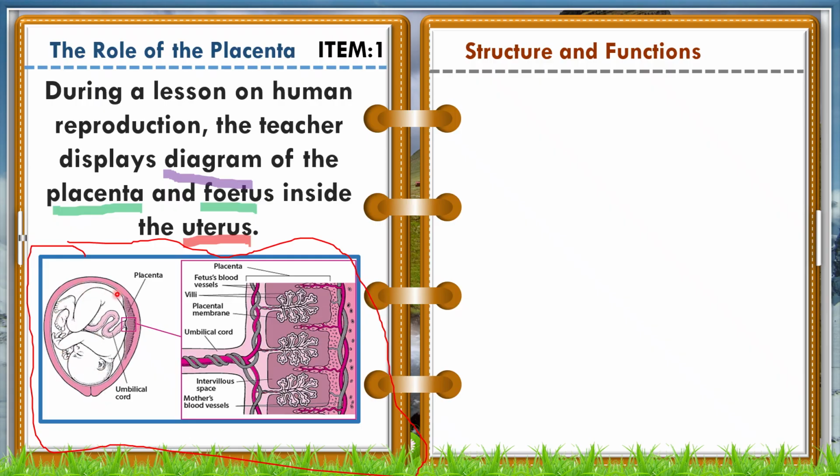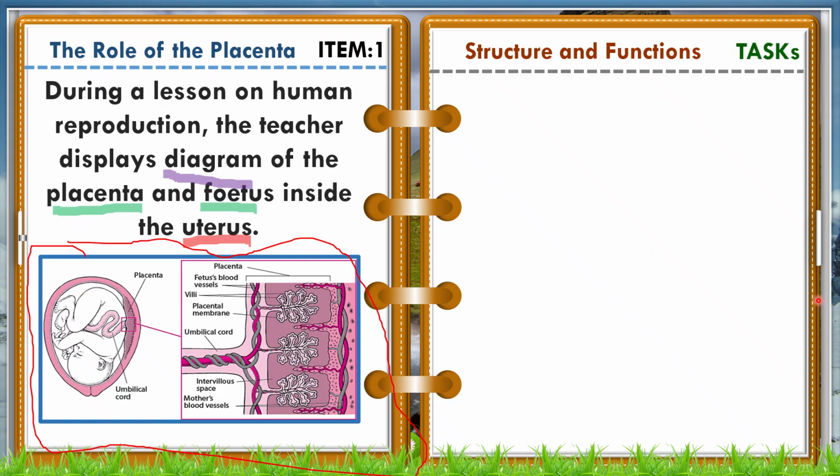This is the uterus, the whole outside layer. This is the fetus. And this is the placenta, which is attaching itself to the umbilical cord. So this is the umbilical cord, and the whole of this one is the placenta. So we are going to start from there and then continue.